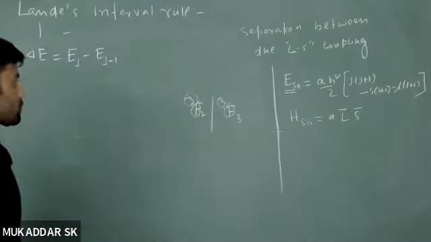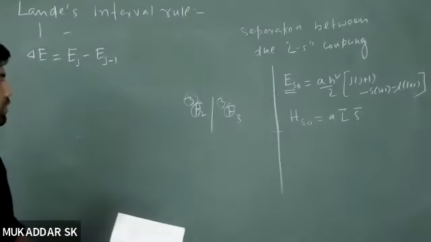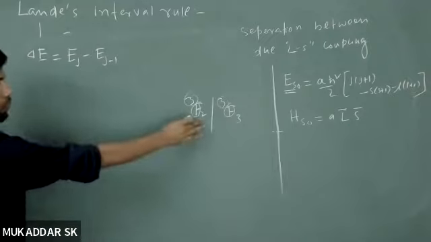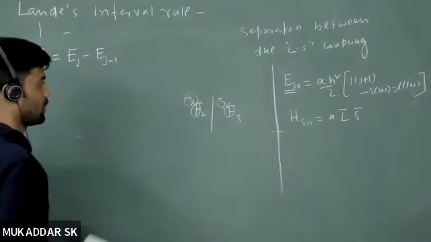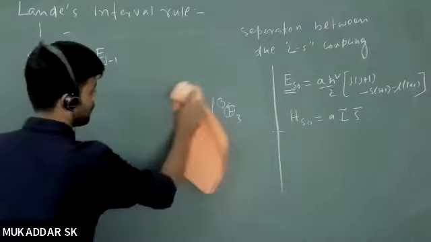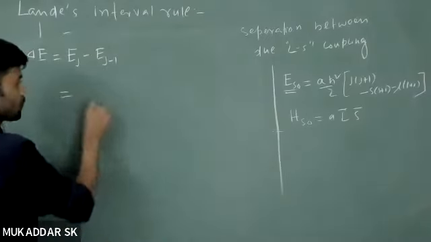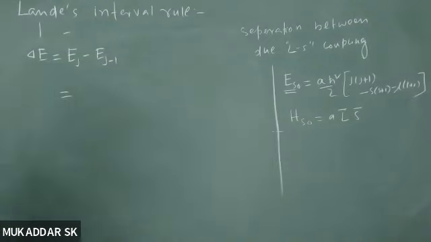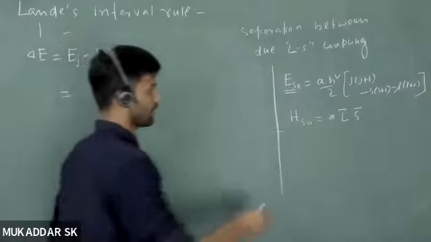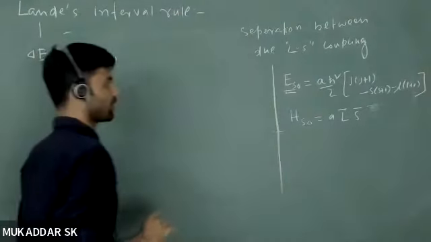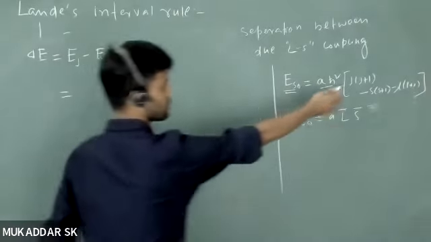So the energy separation between these two adjacent levels will be EJ minus EJ-1, because both have the same L value and S value. So that will easily be subtracted or cancelled. That will be cancelled. So can you tell me how much it will be from this expression? So this is basically the spin-orbit energy, corresponding to J.